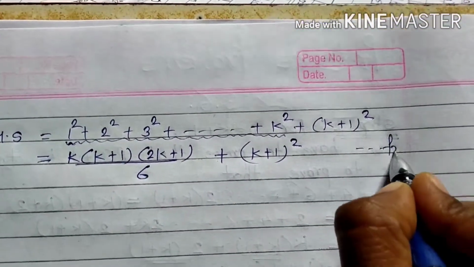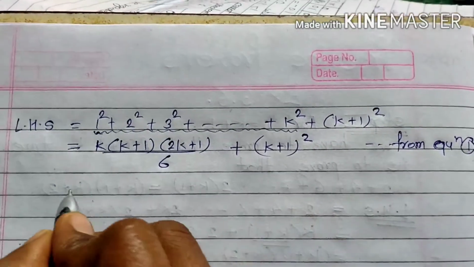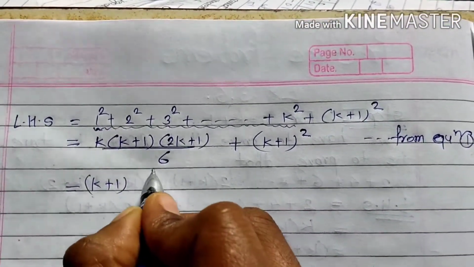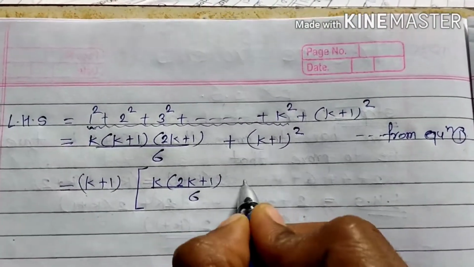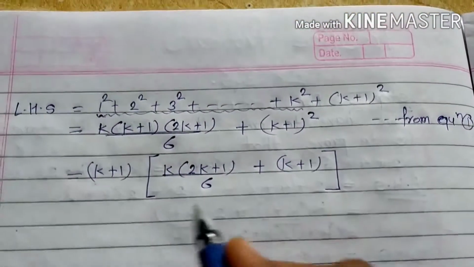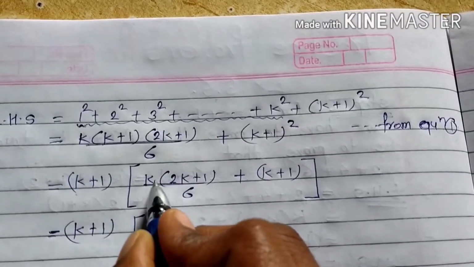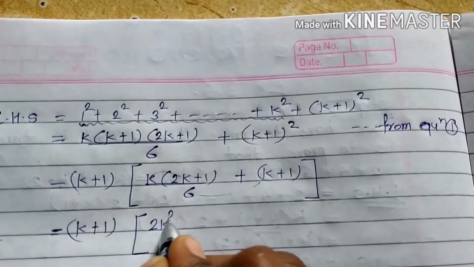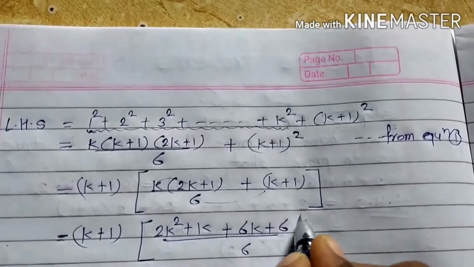You can write here from equation first. So here k plus 1 and k plus 1. So take common k plus 1, remaining k, 2k plus 1 upon 6 plus k plus 1. So therefore k plus 1, now cross multiply, so it is 2k square plus k plus 6k plus 6 upon 6.